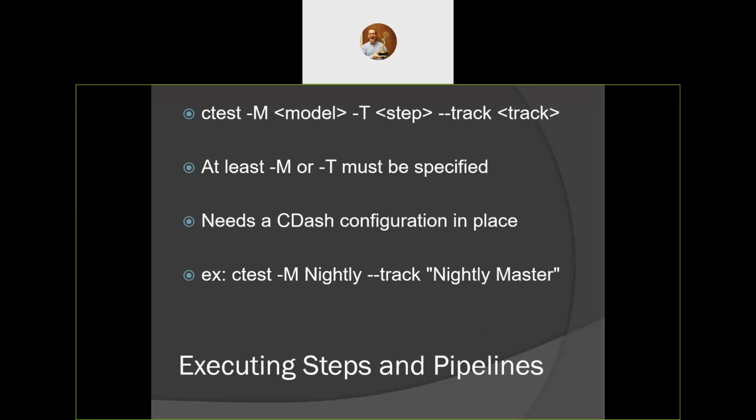You can have the results sent to a specific track by using the track argument. And you need a CDash configuration in place in order to do this. And we'll look at that configuration in a little bit. So for instance, you can run CTest and run the nightly model and say, put that out to the nightly master track.